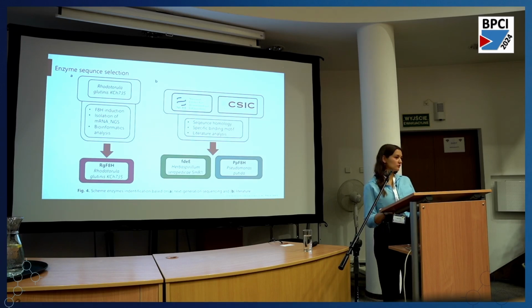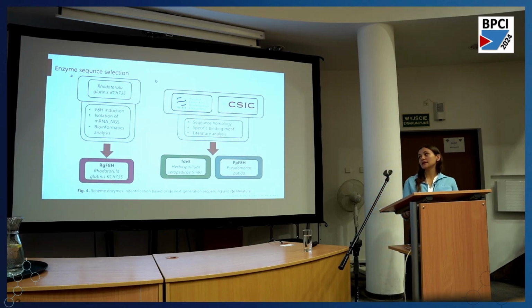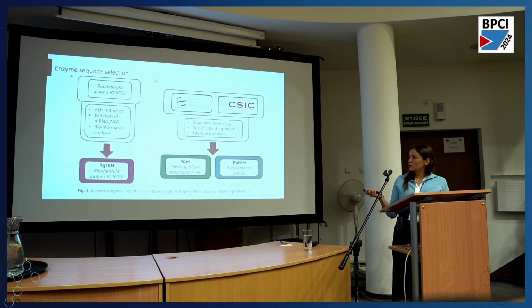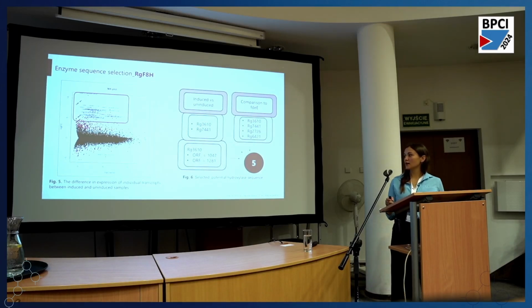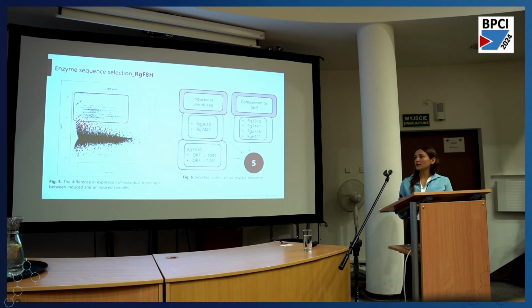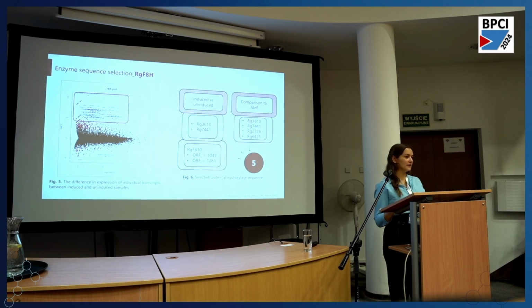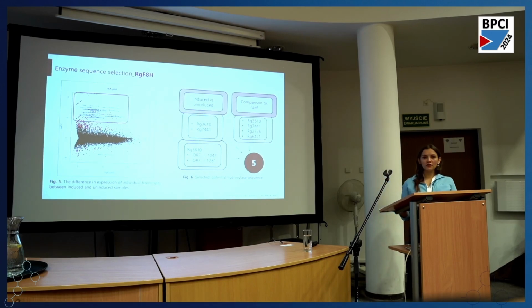The first one is from Rhodotorula glutinis, based on next generation sequencing, and the next two are based on the available database and the literature. The first one from Herbaspirillum seropedicae, and the second one from Pseudomonas putida. So let's start with the one from Rhodotorula glutinis. As I said, we ran the NGS using a Rhodotorula glutinis culture induced by naringenin, and as a control, the culture without any inducer addition.